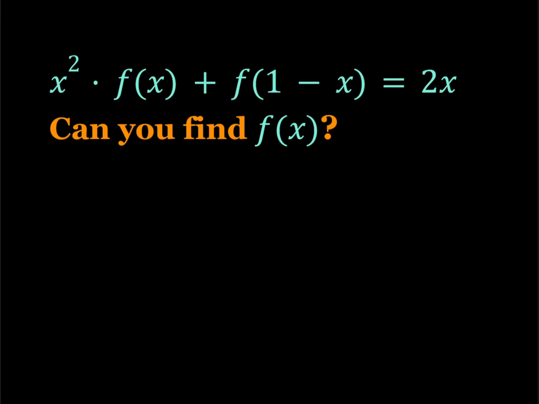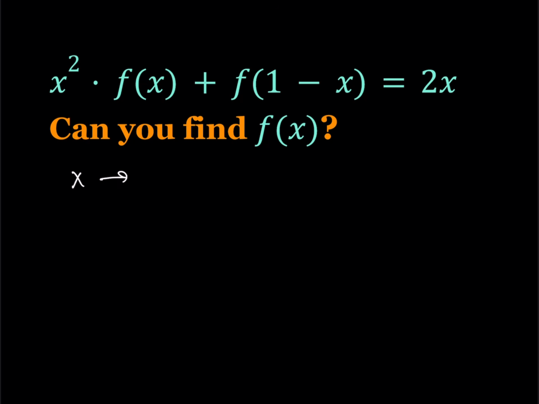Hello everyone. In this video we're going to be solving a functional equation. We have x squared times f of x plus f of 1 minus x is equal to 2x, and we're supposed to find f of x. So in this equation, notice that we have the f twice but with different arguments. So this is what I'd like to do.